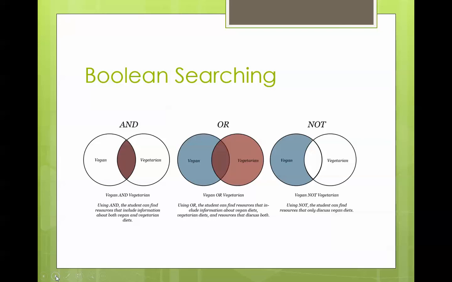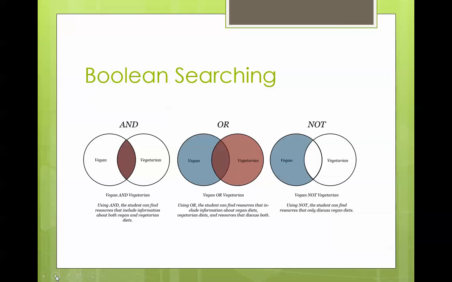When you use the Boolean operator OR, you are saying when you do your search, bring me back any articles on vegan and vegetarian, or vegetarian. So you get a broader selection of articles.